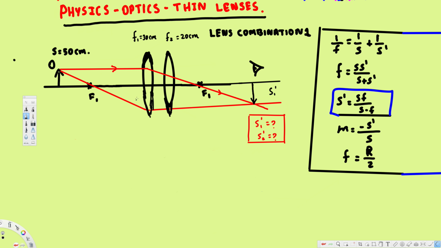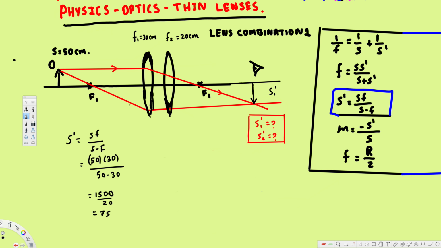Okay, now to find the first image distance, we can use this formula, that is S prime is equal to SF over S minus F. Let's go ahead and calculate that one. S prime is equal to SF over S minus F. We know the object distance is 50 centimeters, so this is going to be 50 times the focal length of the first one, 30 centimeter, divided by 50 minus 30, and 50 times 30 is going to be 1500 divided by 50 minus 30, that is 20, and that's going to give us 75. Since we are getting positive 75, this means this is a real image.